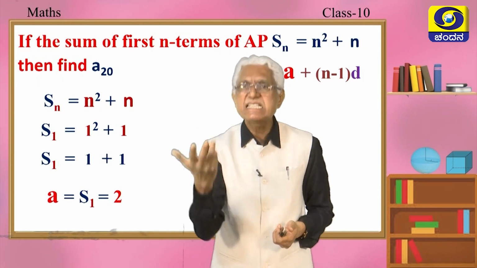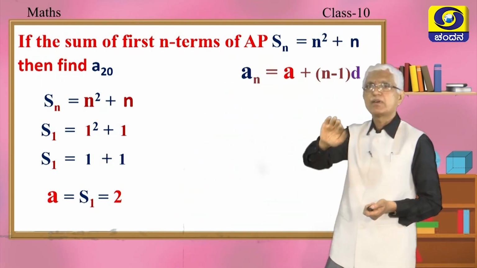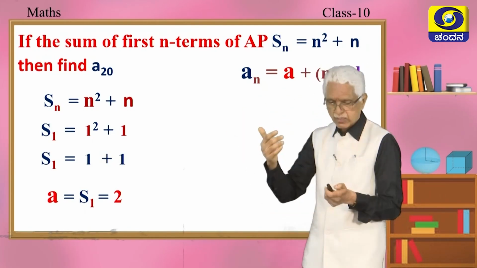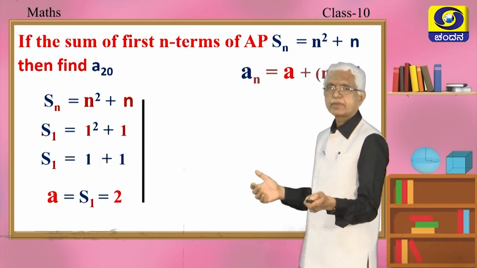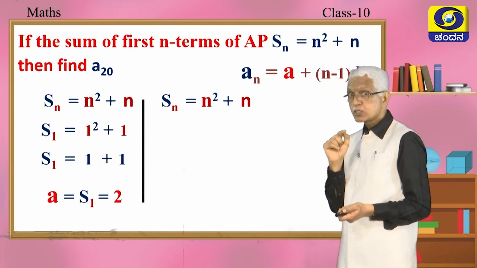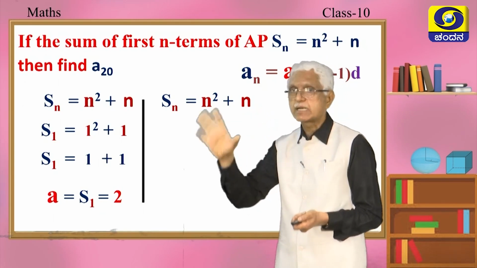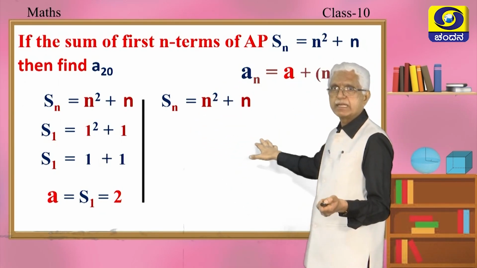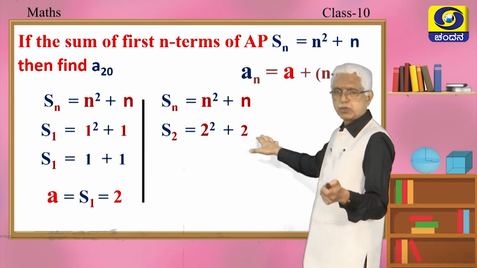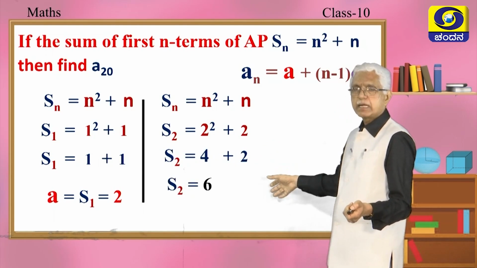So A is S1, correct, right? If I say sum of two terms, first term plus second term, sum of the first term means the first term itself. So A is equal to S1, right? Now observe, I will find out S2. What is S2? Sum of the first two terms. How do I find out? Just observe, my dear children. In place of n, I have to substitute 2. So S2 is equal to 2 square plus 2, and that is 4 plus 2, and that is 6.